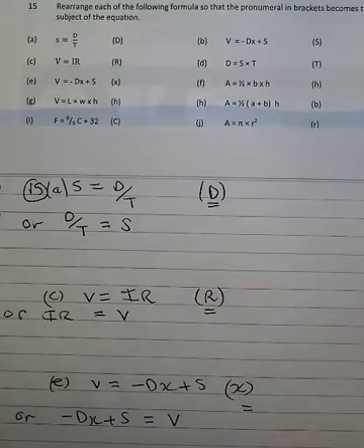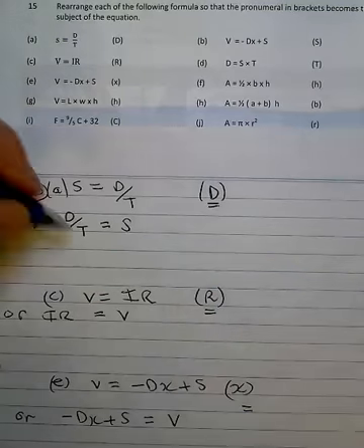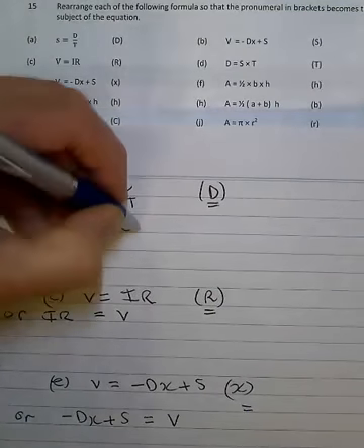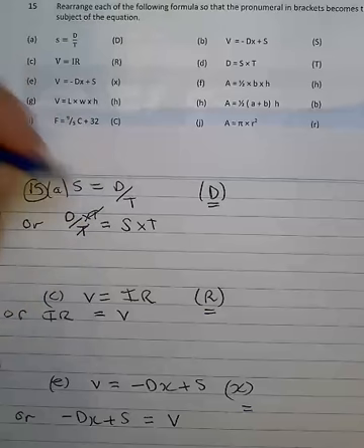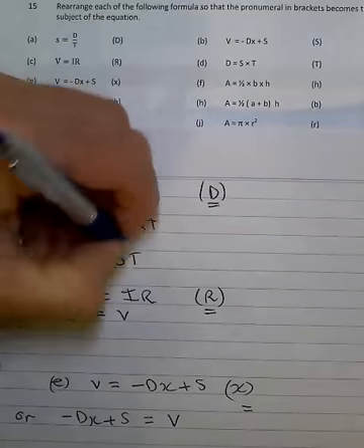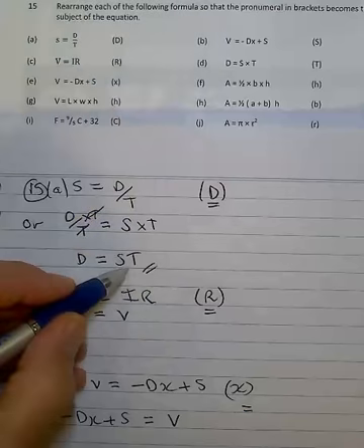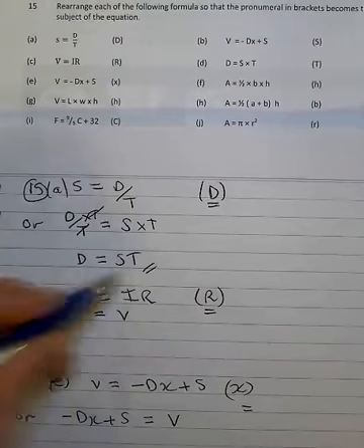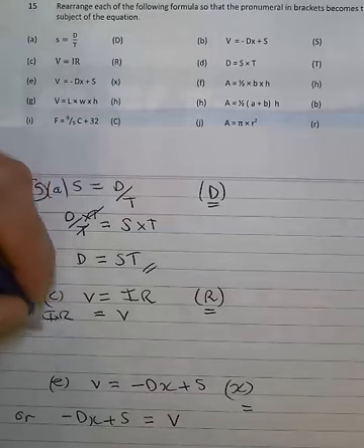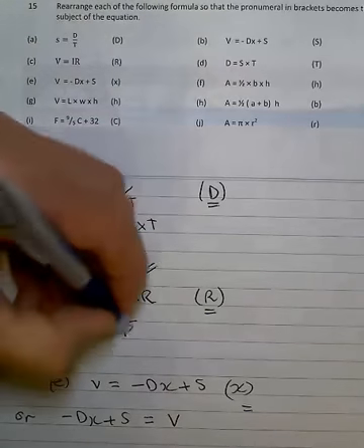Now in the first instance, I've got it divided by T, that is blocking the D being by itself. I multiply both sides by T to undo that. Notice here, I haven't bothered putting a multiplication sign. It's conventional in maths not to do that. The next instance, I've got a times R, I divide both sides by R.